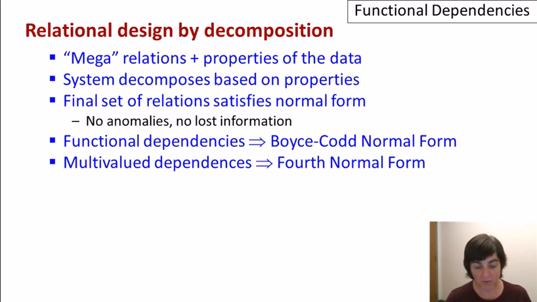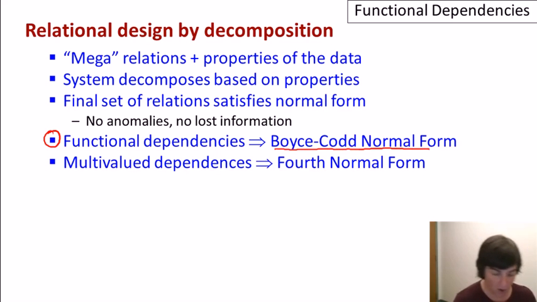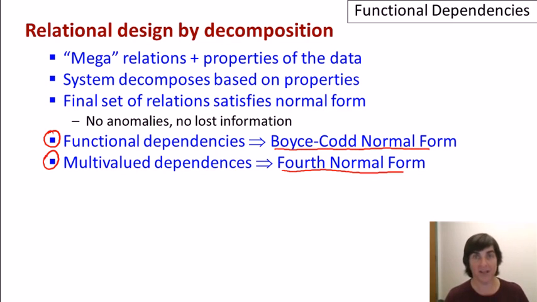And normal forms are good relations in the sense that they have no anomalies and they don't lose information from what was specified in the original mega relations. Now, the properties themselves are defined either as functional dependencies, in which case the system will generate Boyce-Codd normal form relations, or multi-value dependencies, which will yield fourth normal form relations. So this video, as you can tell, is about functional dependencies themselves.